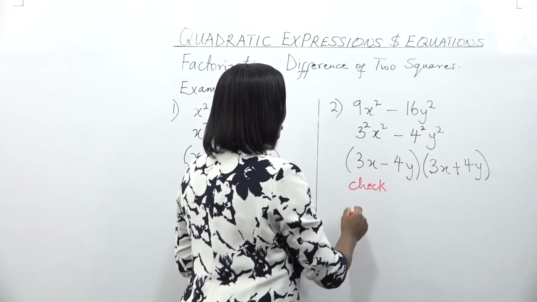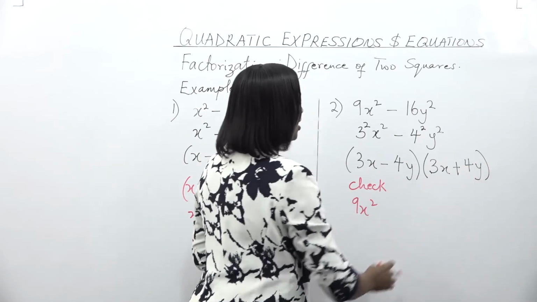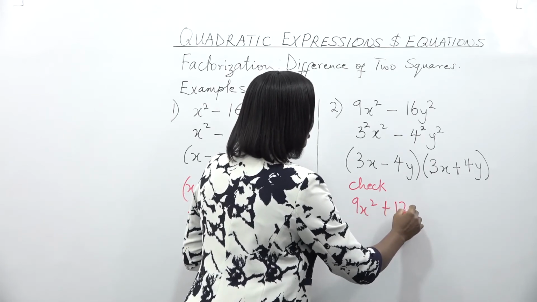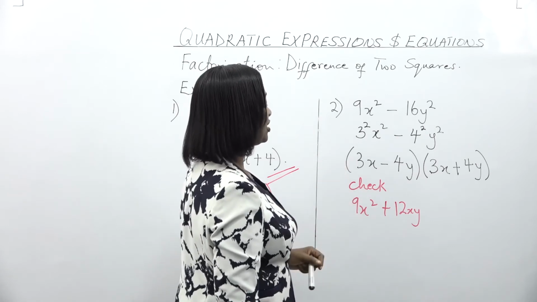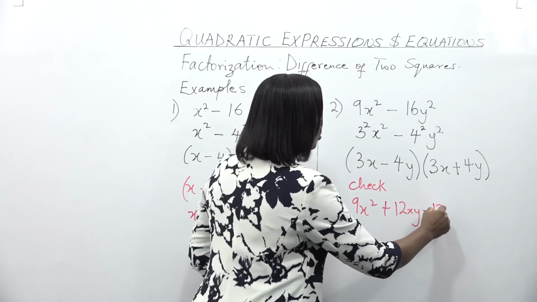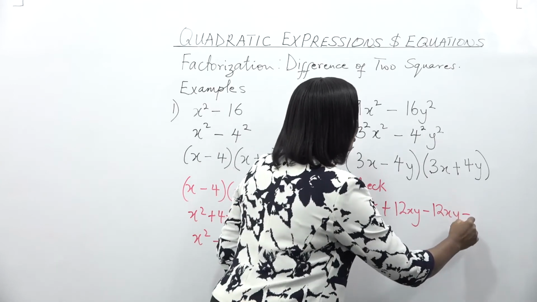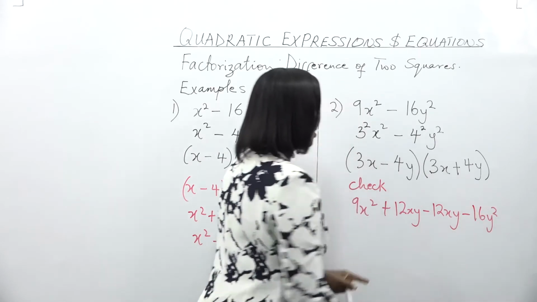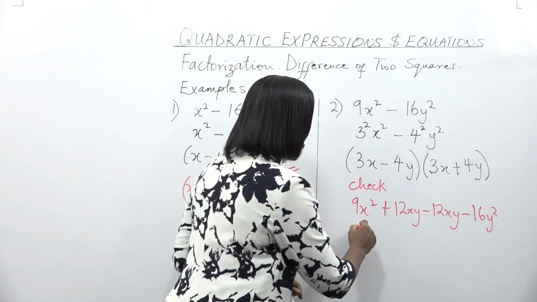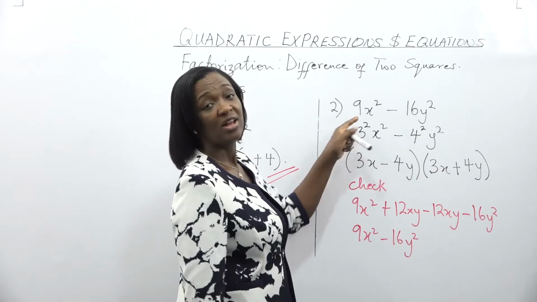3x times 3x is 9x squared. 3x times 4y is 12xy, but that's positive because the 3x is positive and the 4y is positive. Minus 4y times 3x is minus 12xy. And minus 4y times plus 4y is minus 16y squared. Minus 12xy and plus 12xy goes to 0. So we have 9x squared minus 16y squared, which is the original expression.